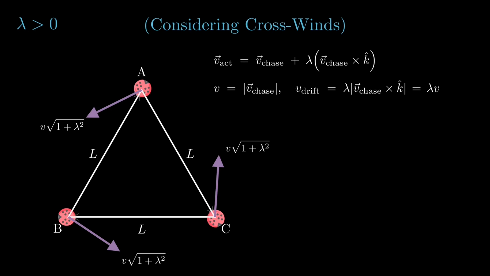The magnitude of this resultant is root over 1 plus lambda squared times v. So as expected, the bug is now going faster, but also not directly towards its target anymore. Let's see what happens when we animate this over 2 steps.